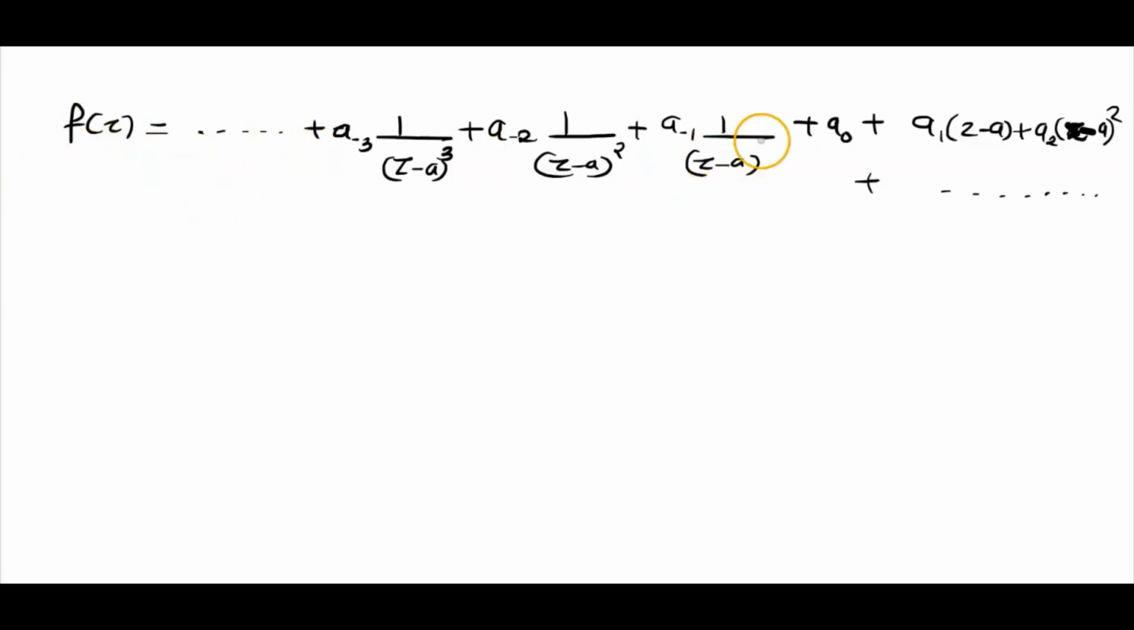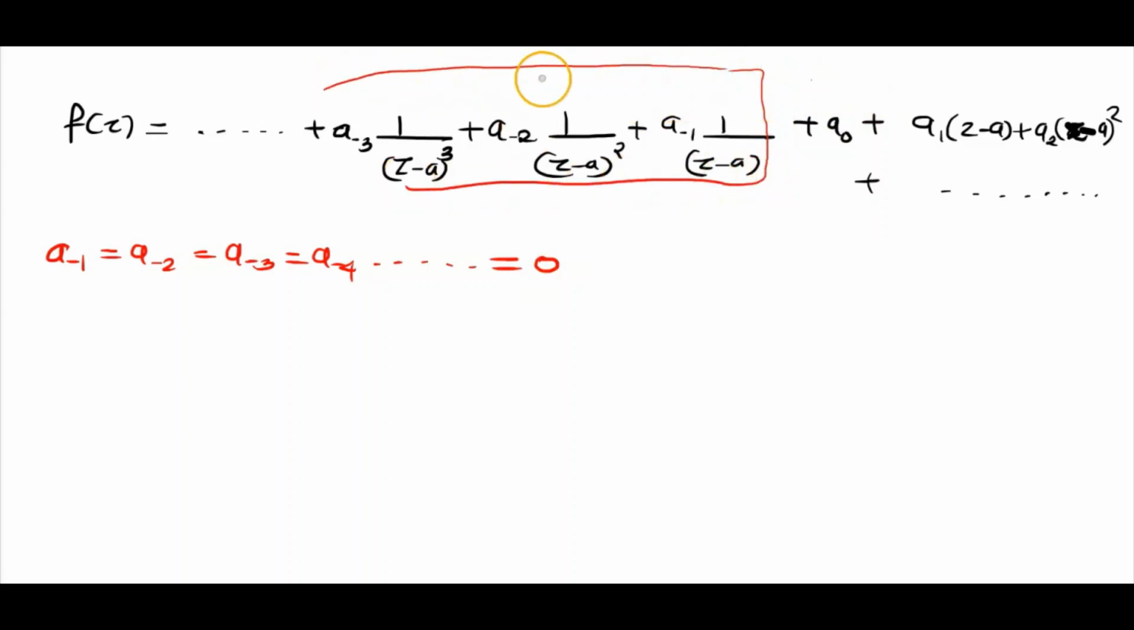Then, if all the coefficients of negative powers are 0, that means a minus 1, a minus 2, a minus 3, a minus 4, etc., all these are equal to 0. That means in f of z we don't have these parts. If the coefficient is 0, then the term becomes 0. So if all the coefficients of negative powers are equal to 0, then the singularity z equal to a is removable.